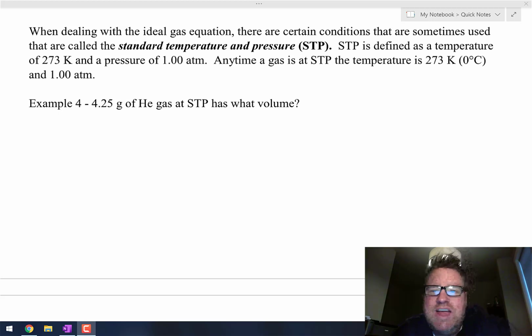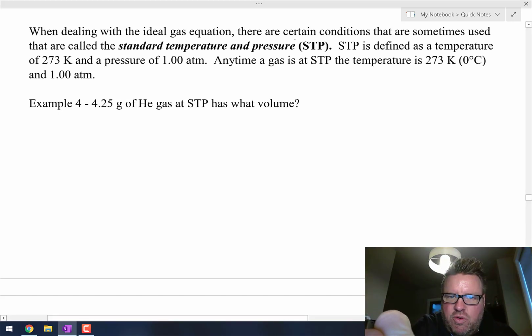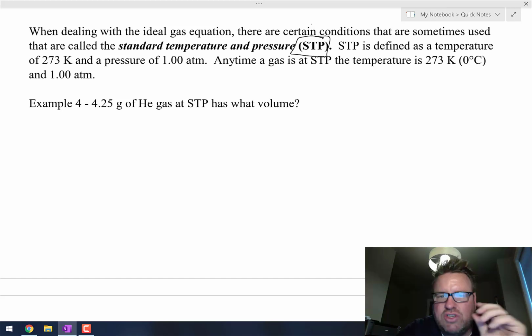So when you're using the ideal gas equation, sometimes you will be asked to answer questions involving a gas that is at what's called standard temperature and pressure. Many times that standard temperature and pressure will be abbreviated with just the letters STP. So it might say something like a gas at STP. And when they do that, they're actually trying to help you. It sounds like it might be a little bit more confusing, but it's actually not.